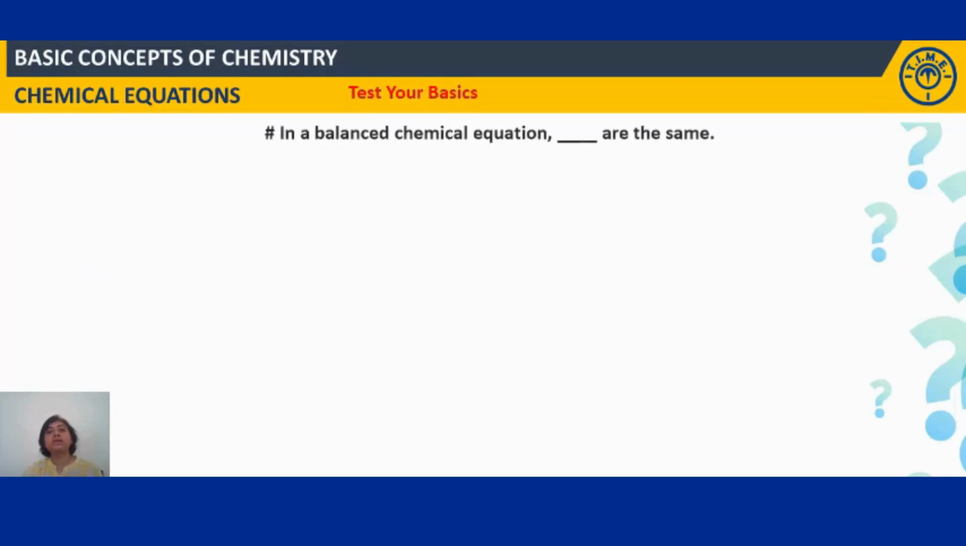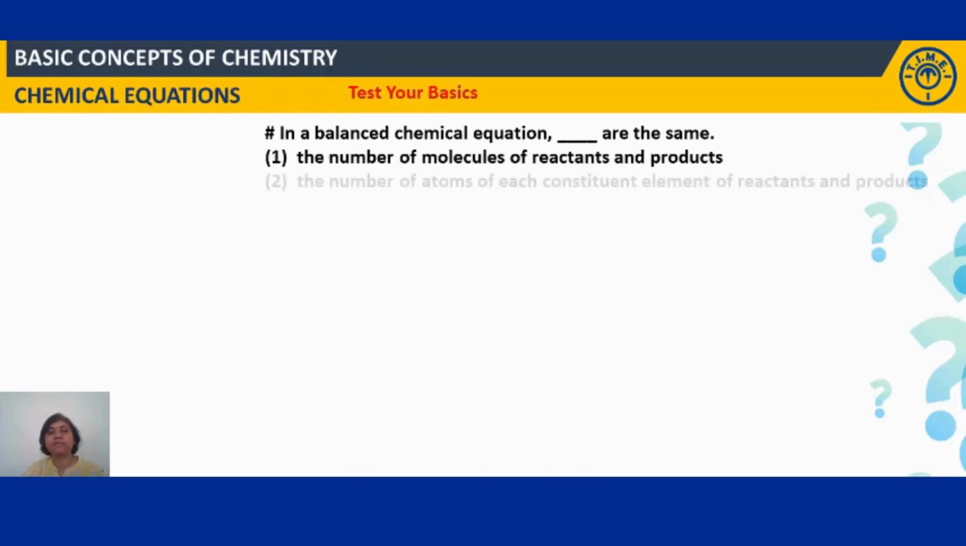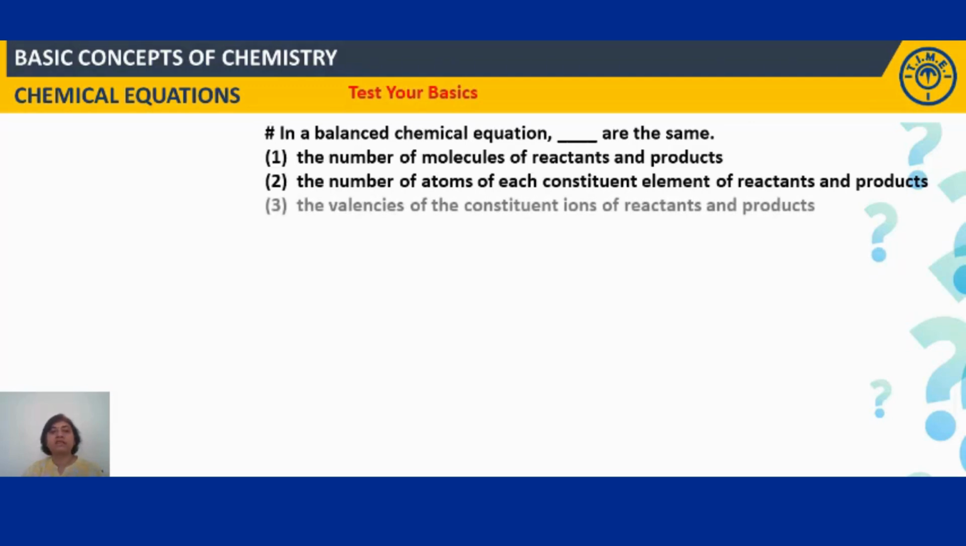Next question is, in a balanced equation, what are the same? So let's see the options. The number of molecules of reactants and products are the same. The number of atoms of each constituent element of reactants and products are the same. The valencies of the constituent ions of reactants and products are the same. All the above. So now let's discuss.